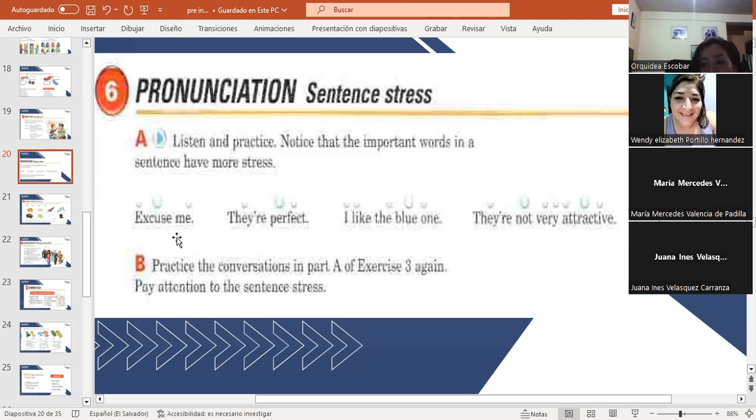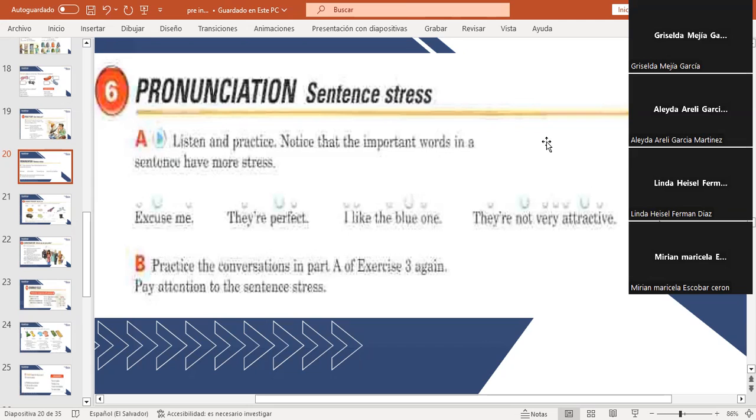Thank you, Orquídea. Okay. Excuse me. They're perfect. I like the blue one. They're not very attractive. Thank you. Juana Inés, your turn. Excuse me. They're perfect. I like the blue one. They're not very attractive. Yes. Thank you, Griselda. Griselda Mejía. No está. Ah, muchachito. Okay, good.